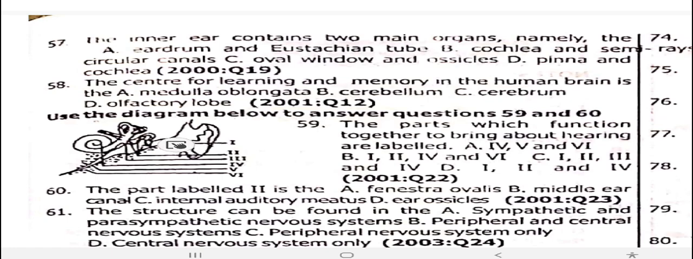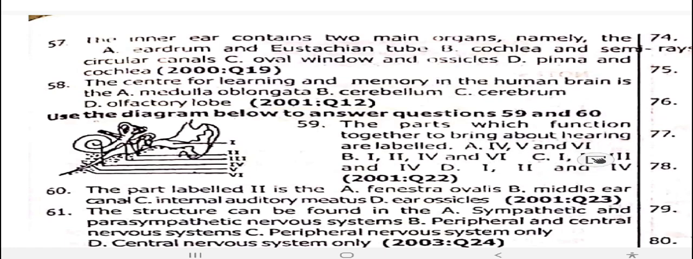External acoustic meatus. II is called the ossicles. See them here. They are the smallest bones located there. III is called the sacculus of the cochlea. Sacculus is spelled, sacculus. Sacculus of the cochlea. IV is called the cochlea. See, I'm here. IV is called the cochlea. So 59 is option C.